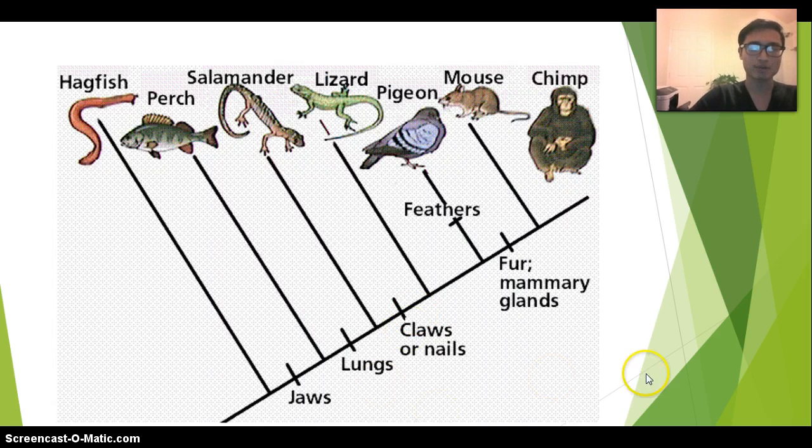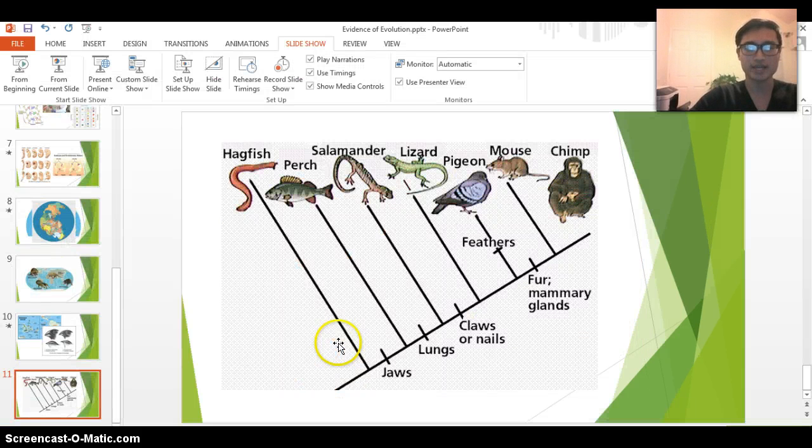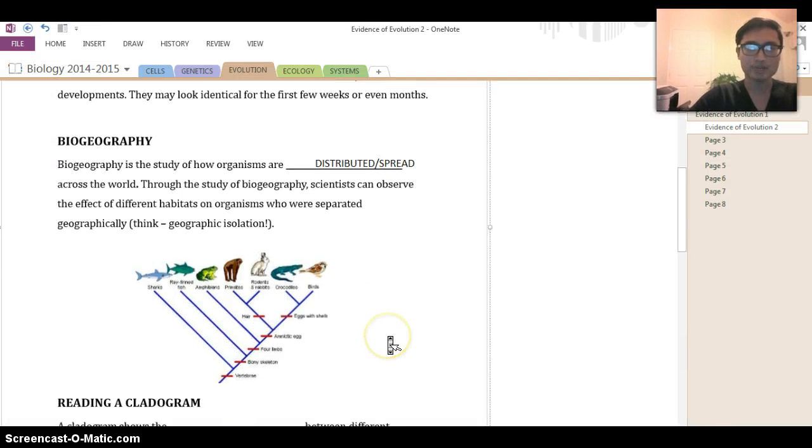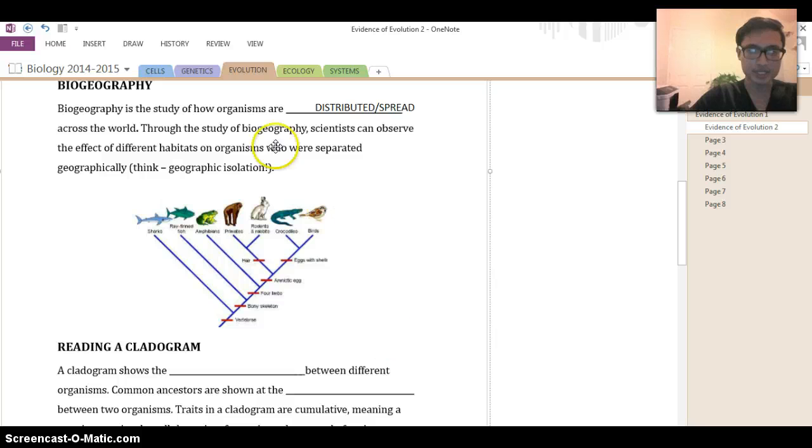The last thing that we're going to talk about in our evidence of evolution is called cladograms. But before we do that, let's go ahead and get our notes for biogeography. So if we look at biogeography, we see here distributed and spread, and we have that geographic isolation that we were talking about with Darwin's finches.